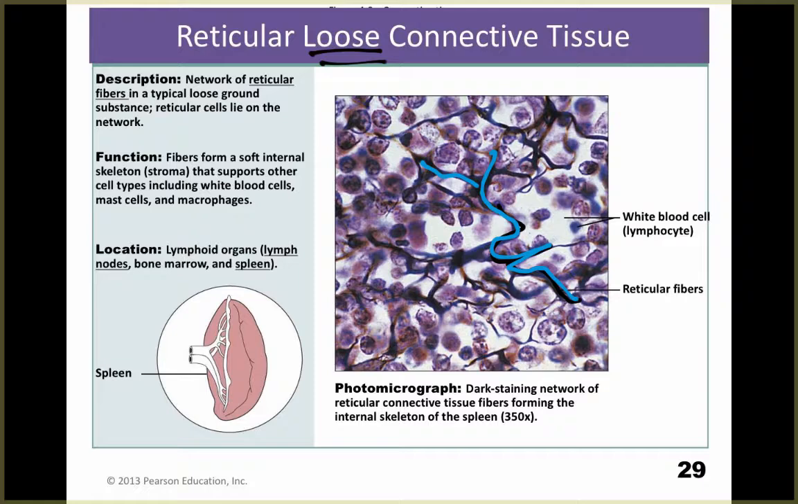They help basically anywhere that the tissue needs to have some give, right? So these fibers help to support small internal skeletons that support cell types, including white blood cells, mast cells, and macrophages. All of these are immunity cells, right? So you can find them in the lymph nodes and the spleen.